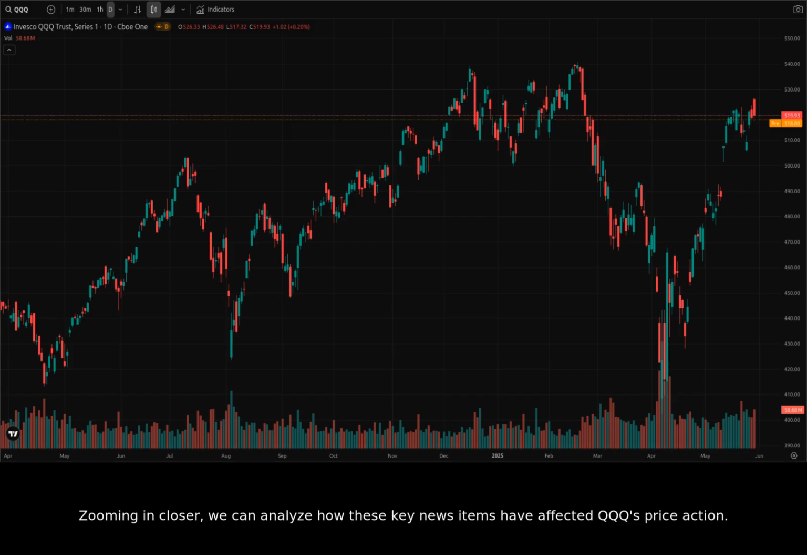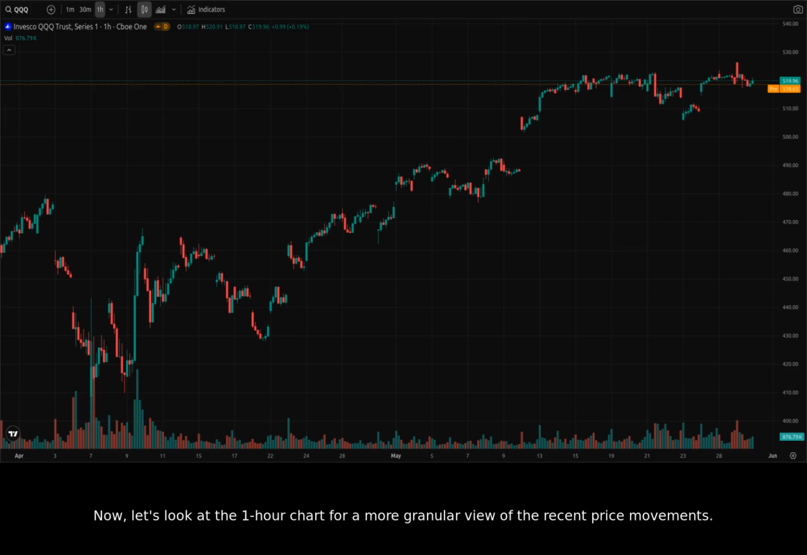Zooming in closer, we can analyze how these key news items have affected QQQ's price action. The reinstatement of Trump's tariffs on May 29th can be seen correlating with the drop in price action. Now, let's look at the 1-hour chart for a more granular view of the recent price movements.